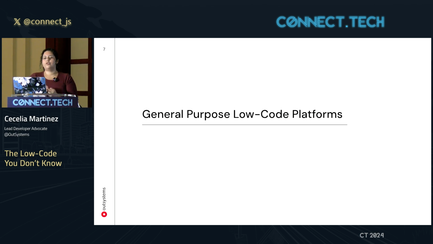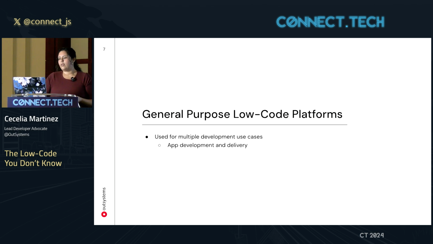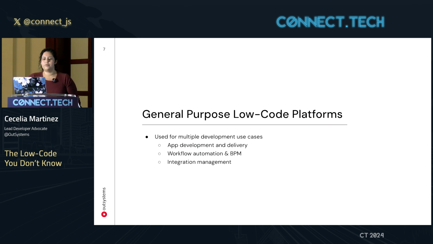There's also what's called general purpose low code platforms. And this is kind of the Swiss Army knife of low code and a choose your own adventure tool because they're used for multiple development use cases. They're typically used for app development and delivery. So that's where you'll combine a website builder, the data layer, as well as logic, and then also used for workflow automation and business process management. You can also use them to integrate all those existing tools.